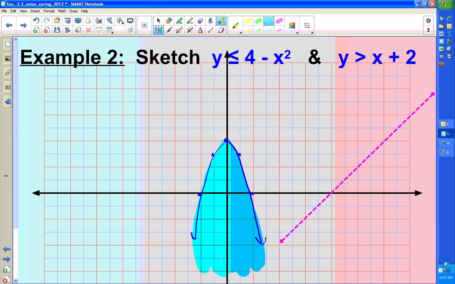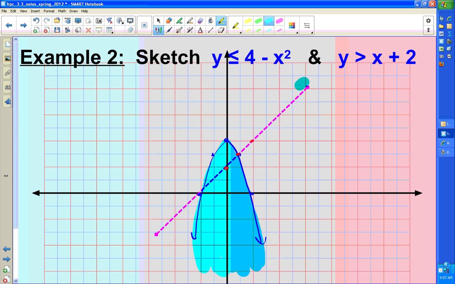Okay. The other one's a linear equation. It goes through the point (0, 2), that's the y-intercept, and has a slope of 1. So you should get this dotted boundary right here. If you plug in (0, 0), true or false? That one's false.